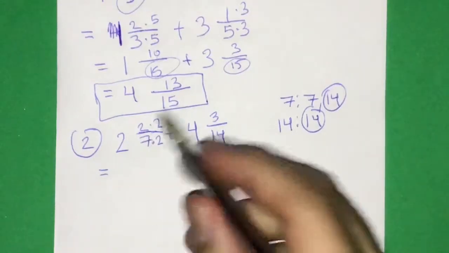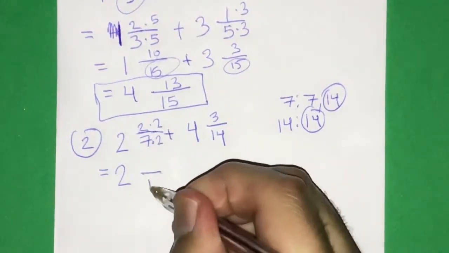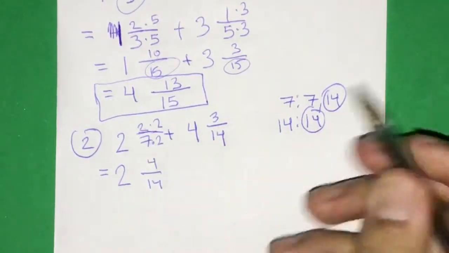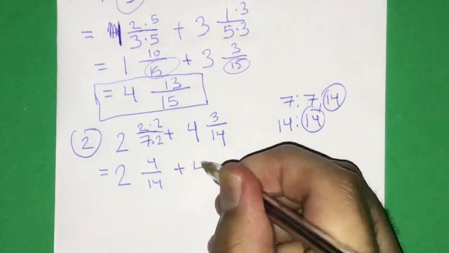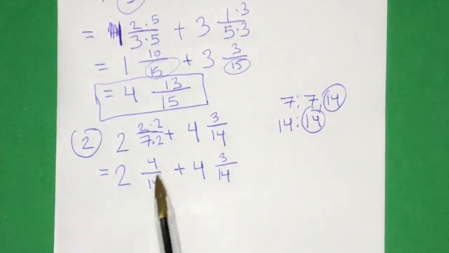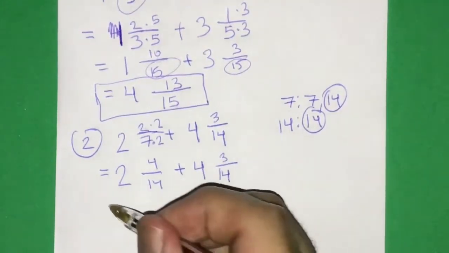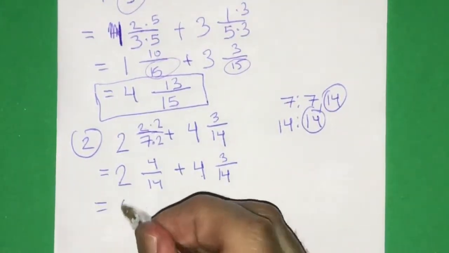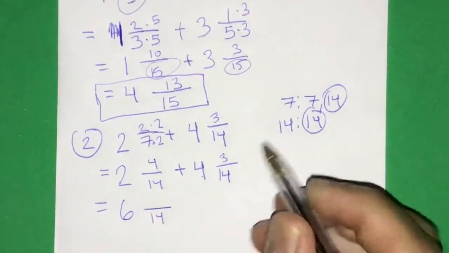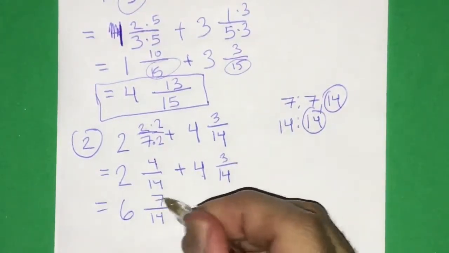Okay, so what's our equivalent fraction going to be here? It's going to be 2, and 7 times 2, that's 14, and 2 times 2, the numerator is going to be 4. So then we're just going to add this to 4 and 3 over 14, okay? So now we can add the whole number parts, which is 2 plus 4, that's going to be 6. And we have a common denominator now, so it stays 14. And now we add the numerators. 4 plus 3, that's 7.